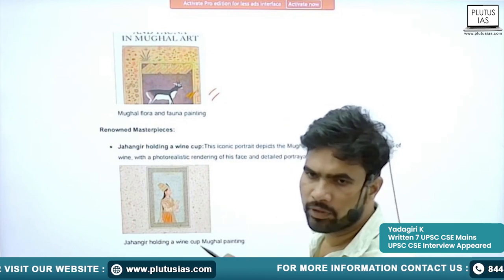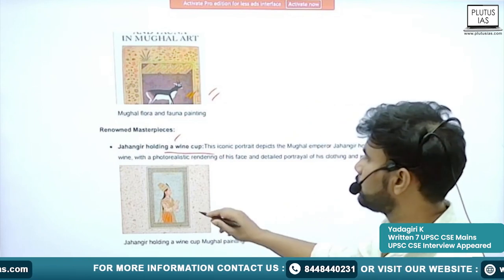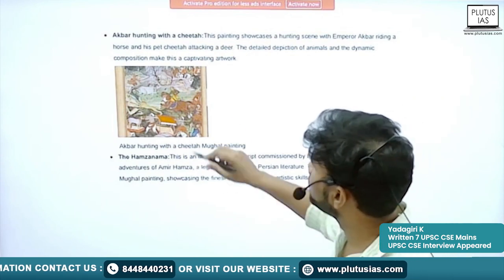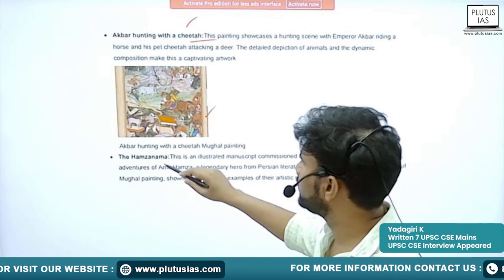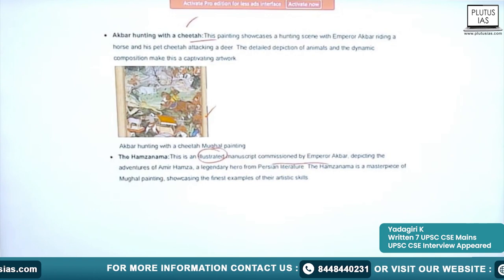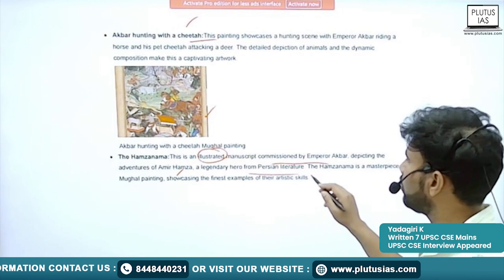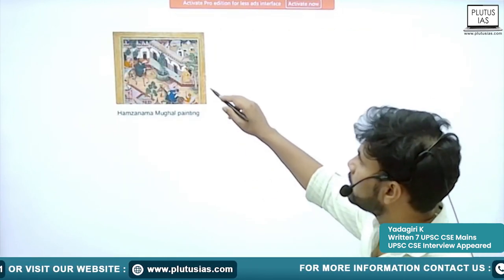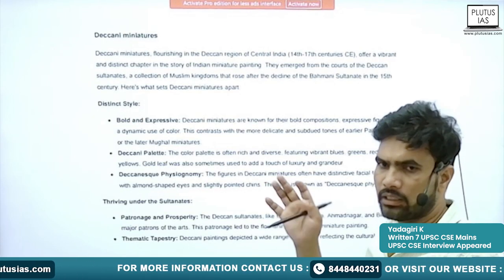Some of the famous examples here: the first example is Jahangir holding a wine cup. This is Jahangir's painting, one of the masterpieces. Next is Akbar hunting with a cheetah. That is another masterpiece. Next is Hamza Nama. This is an illustrated manuscript commissioned by Emperor Akbar depicting the adventures of Amir Hamza, a legendary hero from Persian literature. So that is Hamza Nama. Here you can see the Hamza Nama painting, right? So that is about the Mughals.